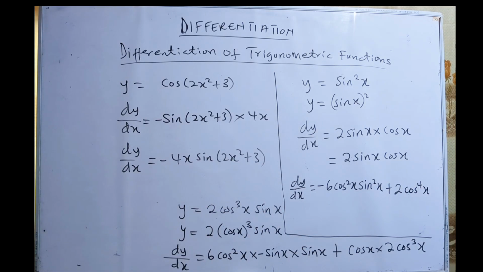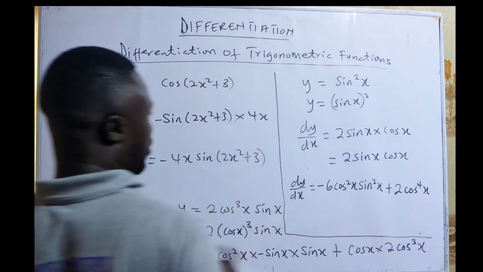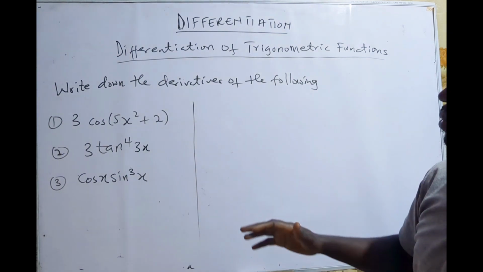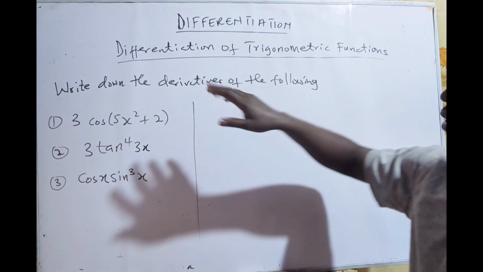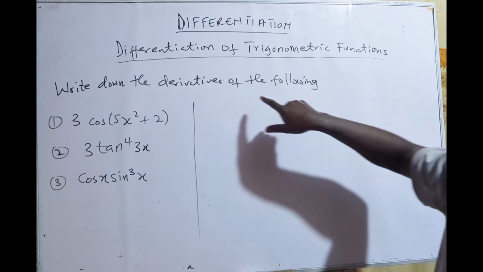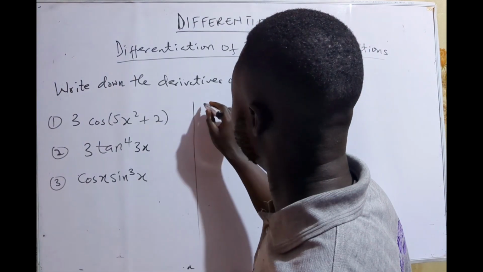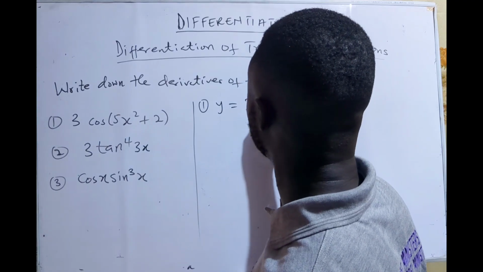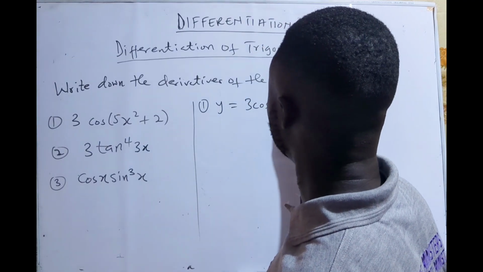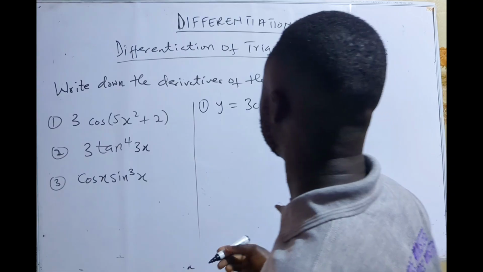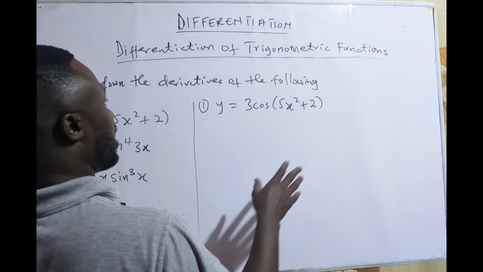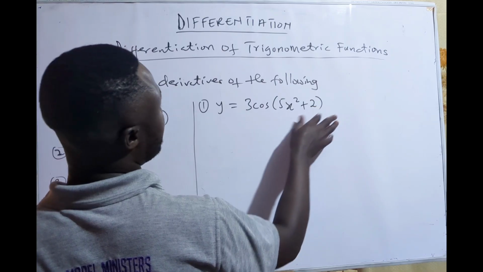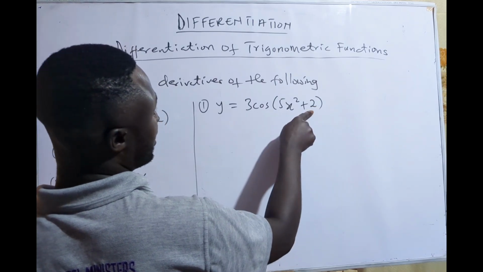All right. Let me solve a few more questions in addition to this. Let's look at these examples, and then I believe after solving them you will understand it better. Write down the derivatives of the following. Number 1, let's say y is equal to 3 cos (5x squared plus 2). What you are going to do is take the whole of this and differentiate, then multiply by the differentiation of what is in the bracket.